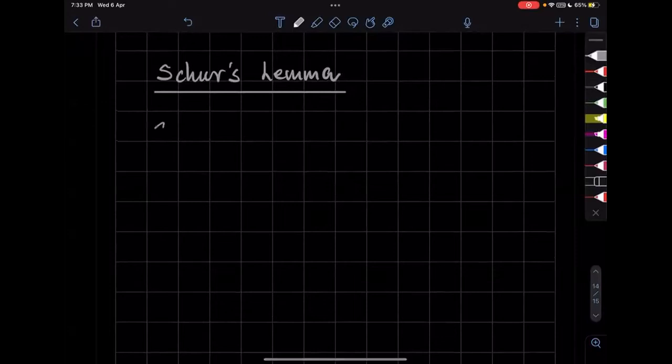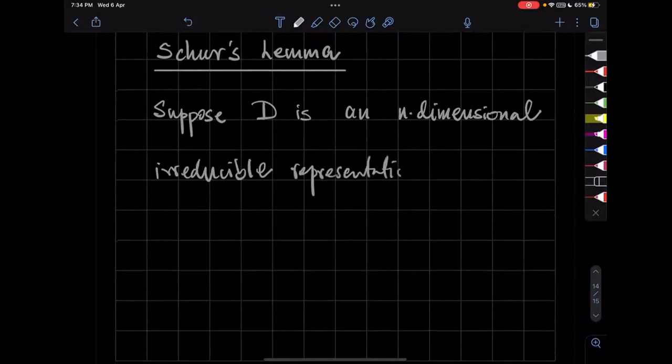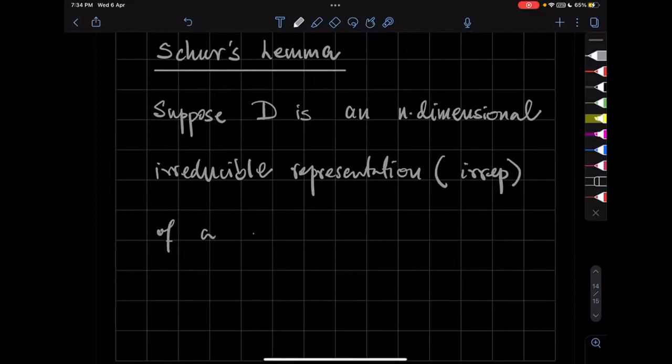Suppose D is an n-dimensional irreducible representation. Let me remind you, we are going to use the word irrep for irreducible representation of a group G.